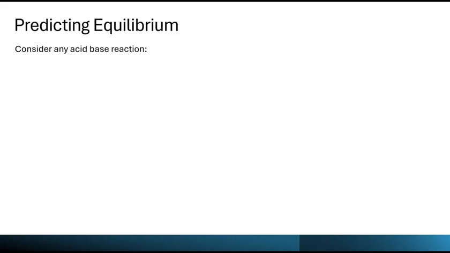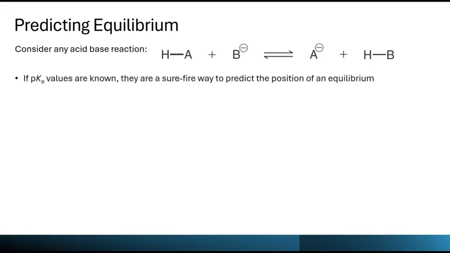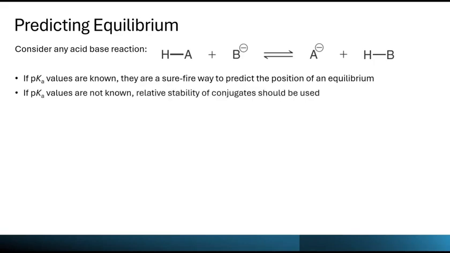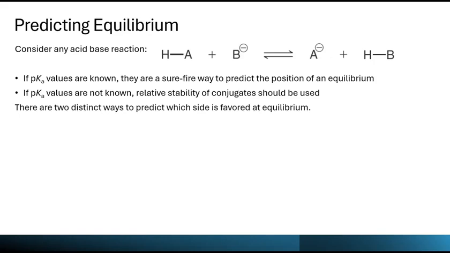Predicting equilibrium. Consider any acid-base reaction, HA plus base yields the conjugate base and the conjugate acid. If pKa values are known, they are a surefire way to predict the position of an equilibrium. If pKa values are not known, relative stability of the conjugates should be used. Therefore, there are two distinct ways to predict which side is favored at equilibrium.